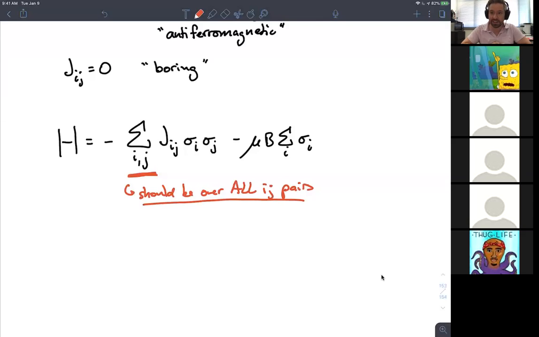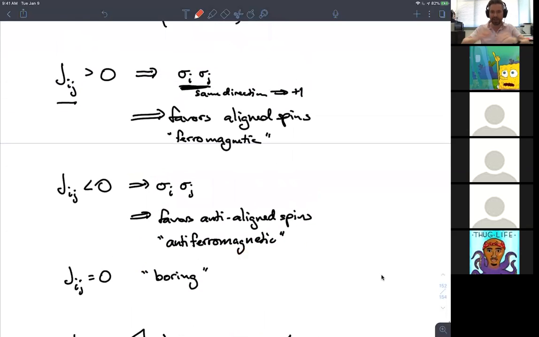That makes this essentially impossible to do. You can't do it, right? Because that sum is over all pairs regardless of how far apart they are. So it's essentially an infinite sum, right? So it's not really analytically tractable.